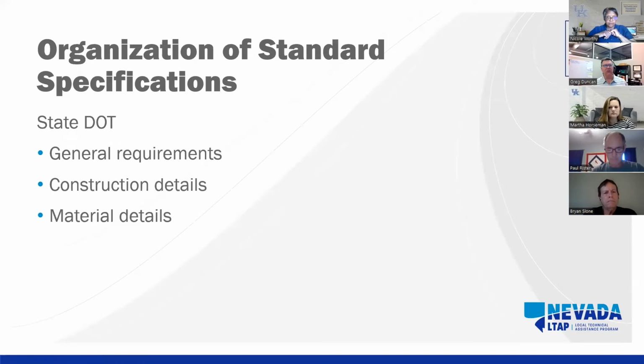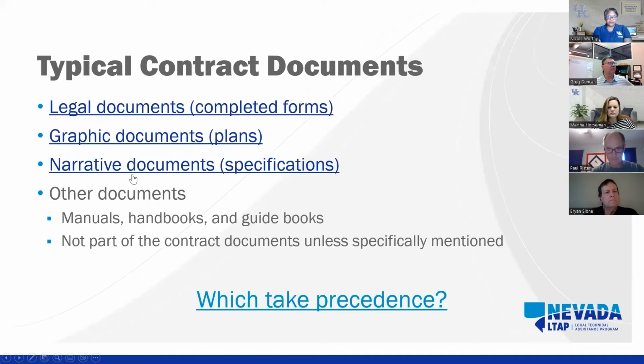So lots of specifications. When you look at how these are put together, they're usually listed as general requirements. That may be the overall scope and scale of what the specification covers. Then there will be construction details and material details. So what are we going to be building? How does that work? And then what are the material requirements for that? What's the compaction requirement for the soil? Or what is the type of steel required for this type of member? So that is how the specifications are typically laid out.